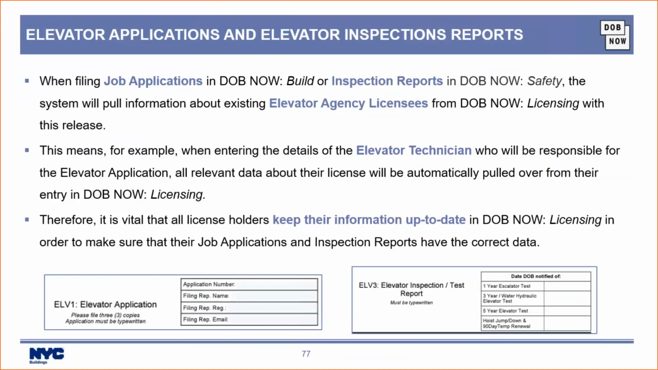And the last bullet really says it. It's really vital that all the license holders keep their information up to date in DOB Now licensing. This will make sure that their job applications and inspection reports will always have the correct data, so they won't run into any problems or anything like that.